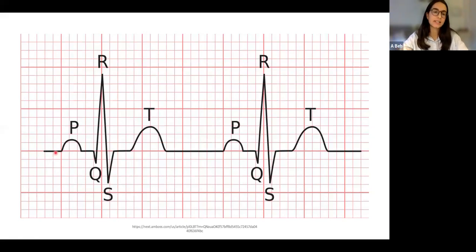What you can see on here is the contraction of the atria. So the atria contract. This is the small little P wave on here. Then the electrical impulses travel through the ventricles, and then we get the contraction of the ventricles. This is why we have this big peak here. This is also called the QRS complex. And then afterwards, we have the repolarization of the ventricles. So this is the T wave. And then this whole cycle starts again.